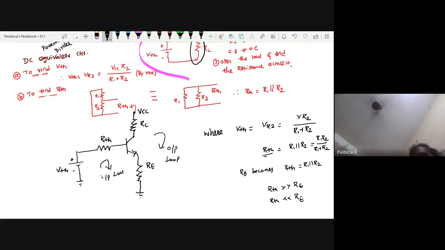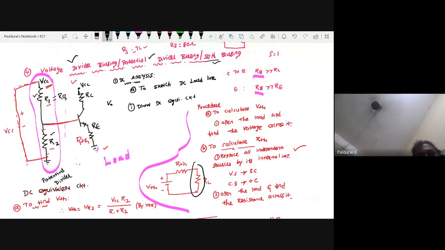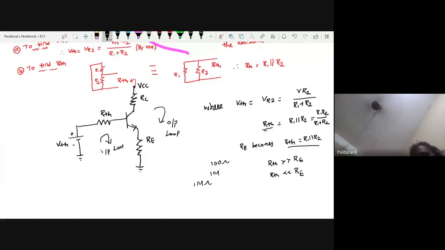I want to connect this R2. After that, what is RTH? What will the parallel combination be? Suppose take some 100 ohm, or take some RB. What did I have? R1 is what I had. This R1 is nothing but RB. This is a very high value. It may be in terms of 1 mega ohm. But assume RE is some 500 ohm. Okay, so this is RB.